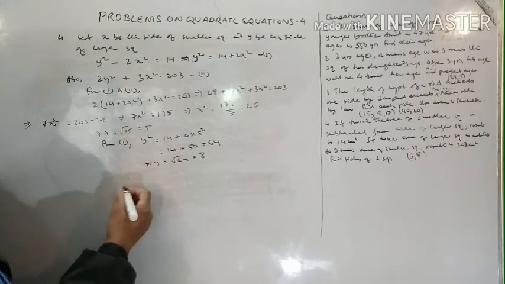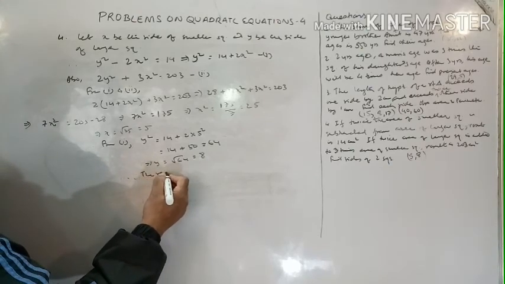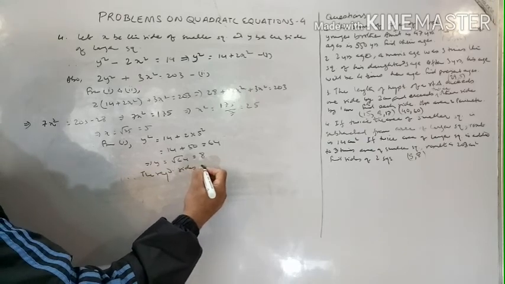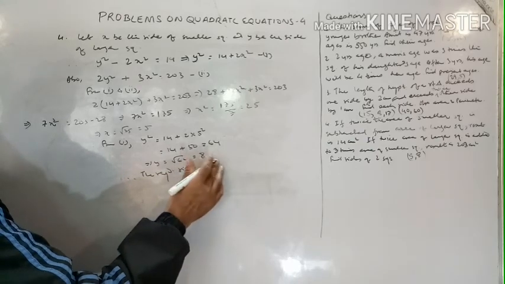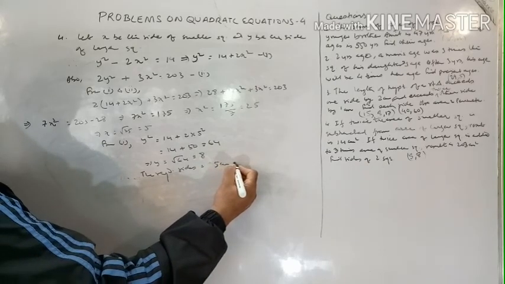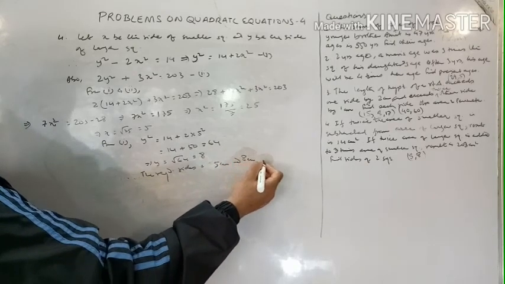So therefore the required sides are 5 centimeter and 8 centimeter. Okay, answer.